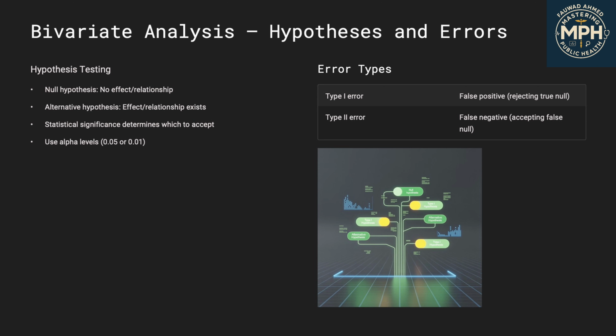Bivariate data analysis. Bivariate analysis compares 2 variables. It answers: is there a relationship or difference between them? Start with your hypothesis. Null hypothesis: there's no difference. Alternative hypothesis: there is a difference. Use statistical significance to determine whether the result is likely due to chance. Alpha levels like 0.05 define how confident you want to be. Beware of type 1 error, a false positive, rejecting a true null. Type 2 error, a false negative, failing to reject a false null. Box 15.5 explains this relationship well.